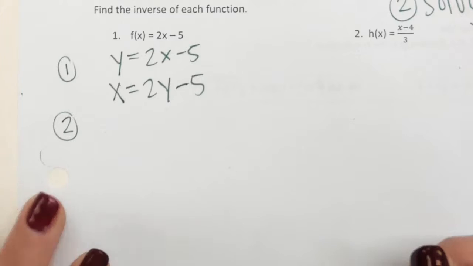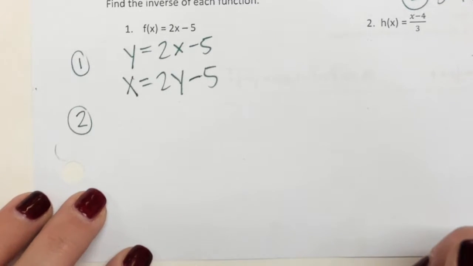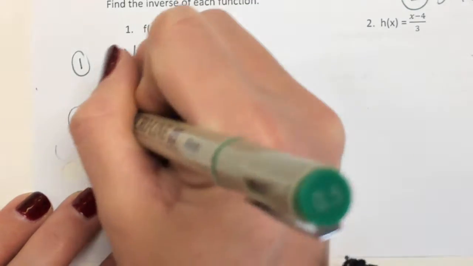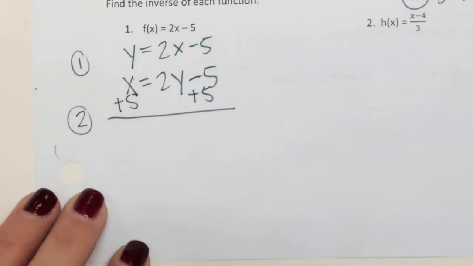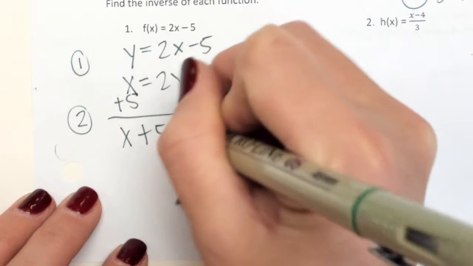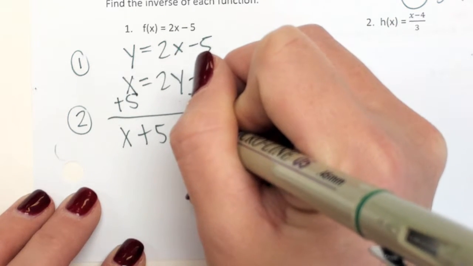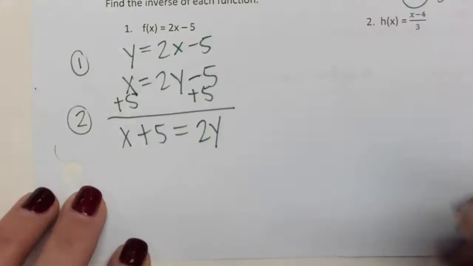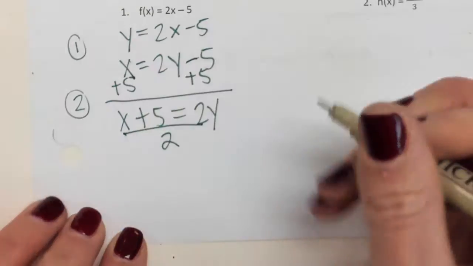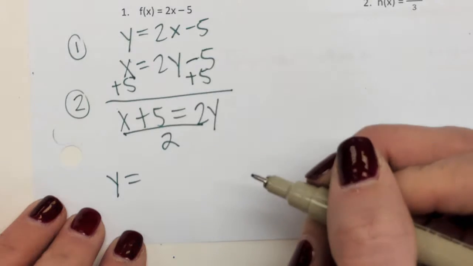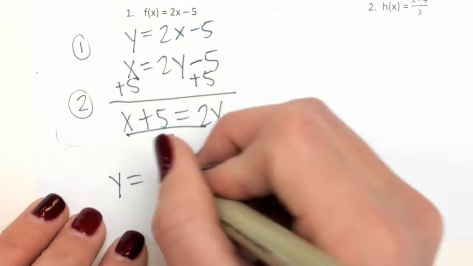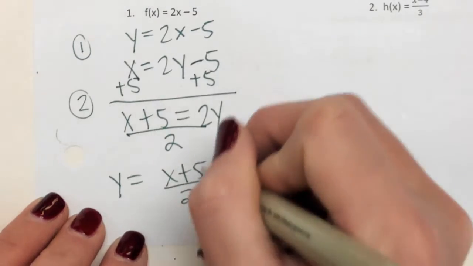So what do we need to get rid of? By doing what? Alright, can we add 5 to x? No. But we can write it as x plus 5, good. Equals what on this side? 2y. And what do we need to get rid of now? 2. Very good. So y equals what? Very good. x plus 5 over 2. That's it.